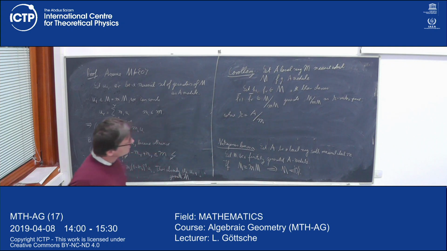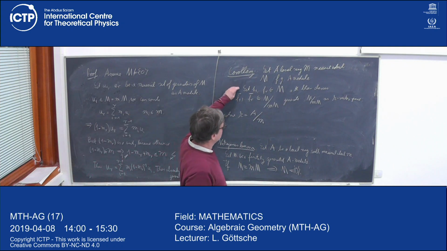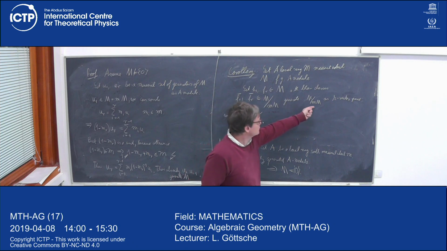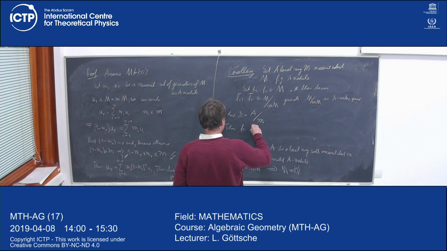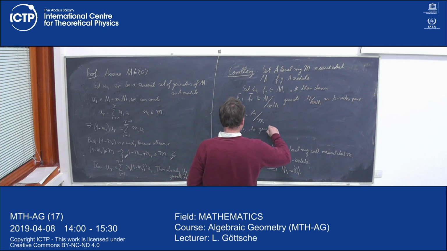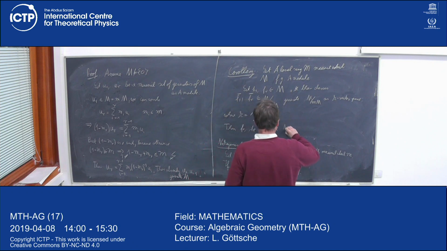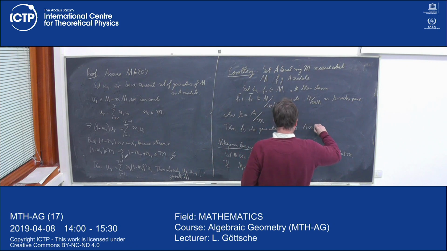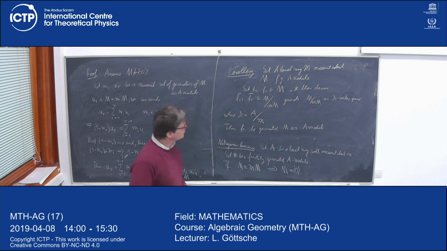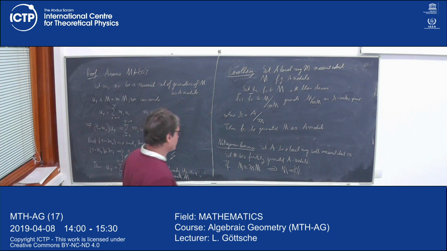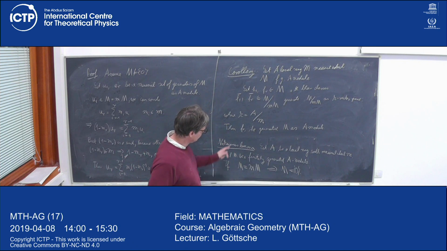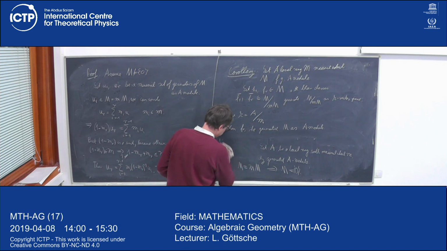So basically we have some elements whose classes, after taking the quotient, generate the quotient module. Then f1 to fr generate M as a module. So it's enough if these elements generate after dividing by the maximal ideal to generate the module. And you prove this by reducing it to the previous one.